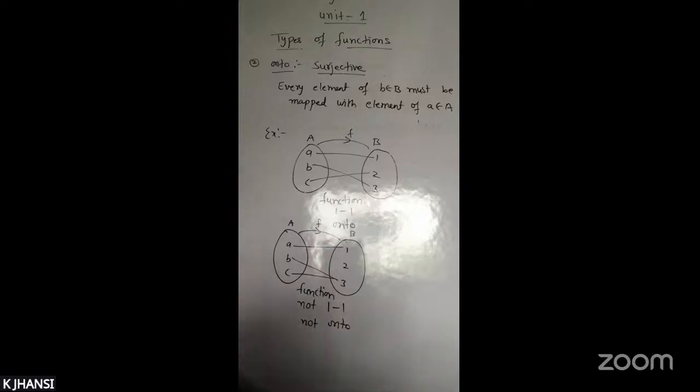So next, the combination of both. You can take this example here. This is one-to-one and onto, no? One-to-one and onto means this is an example of a bijective function. If it satisfies both the conditions, then we call it a bijective function.